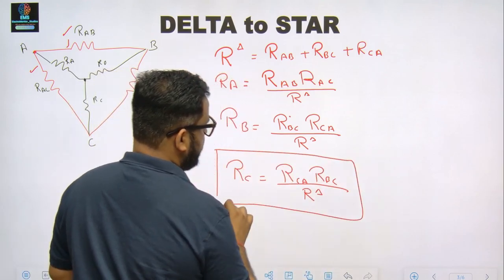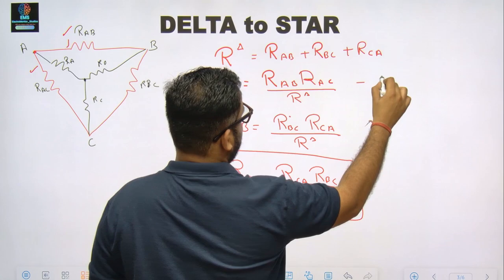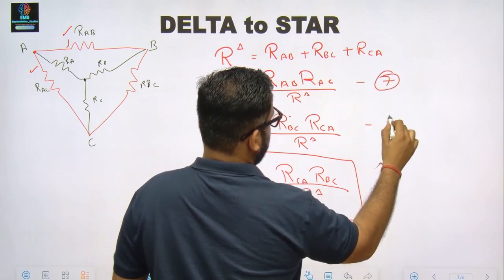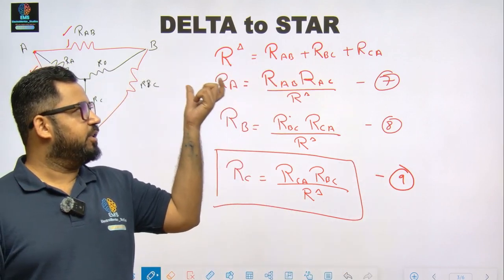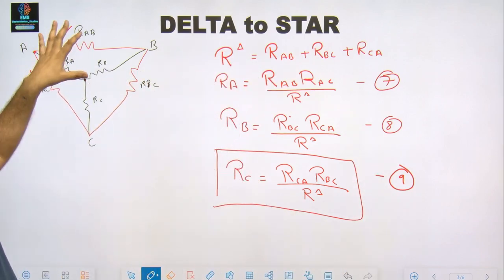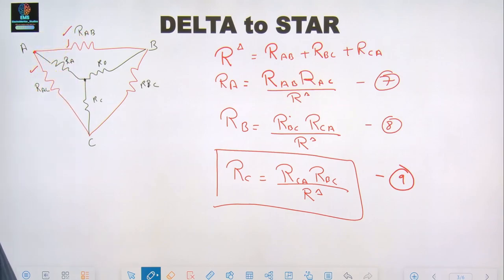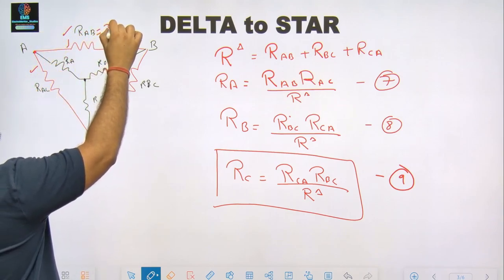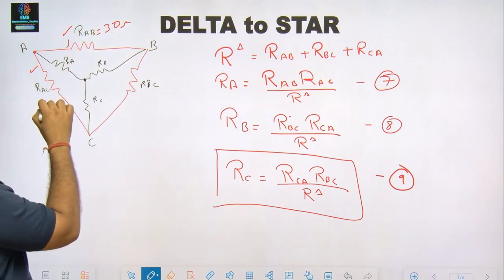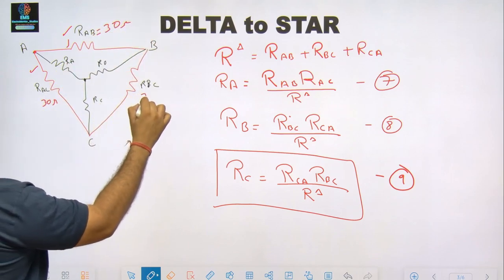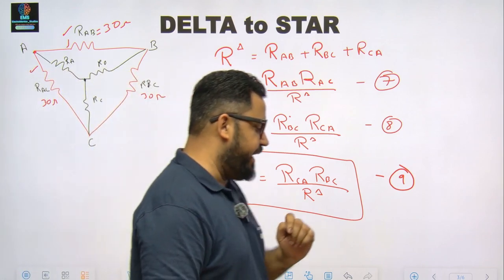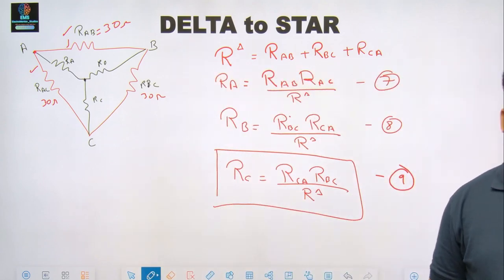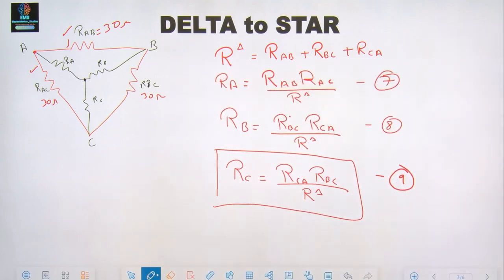So this is equation number, we did 6, this is 7, this is 8, and this is 9. Clear everyone? So now I've converted my delta network into star network. There was a question where they have given this delta network as 30 ohms, 30 ohms and 30 ohms. Try to calculate the value of RA, RB and RC. Is it clear? So you can just take the screenshot.